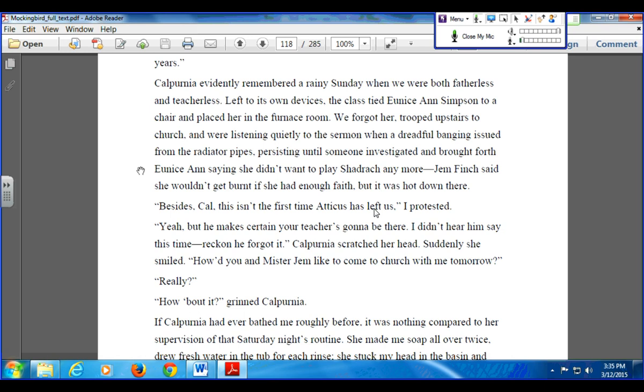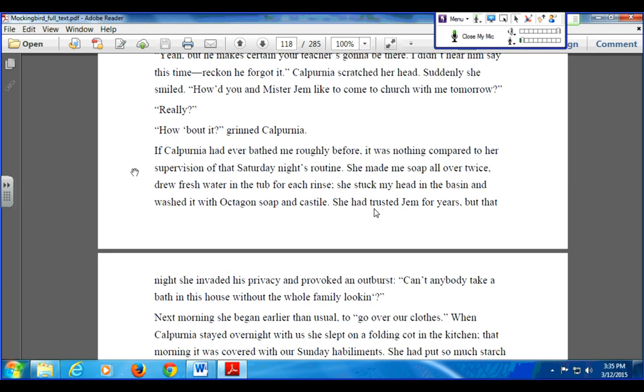"Besides, Cal, this isn't the first time Atticus left us," I protested. "Yeah, but he's certain your teacher's going to be there." "I didn't hear him say it this time." "He forgot it." Calpurnia scratched her head. Suddenly, she smiled. "How about you and Jem like to come to church with me tomorrow?" "Really?" "How about it?" grinned Calpurnia.